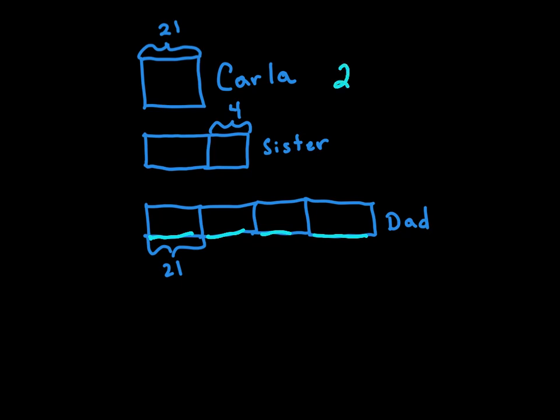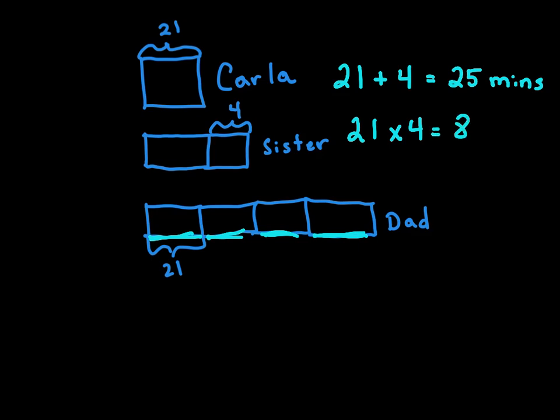So if we do 21 plus 4, that would give us 25 minutes. So Carla read for 25 minutes because her sister read 4 minutes more, and we're comparing the two. But then the father read 4 times as much as Carla. So we're going to do 21 times 4, and that would give us 84 minutes. So Dad read 84 minutes, and Carla just read for 25 minutes.